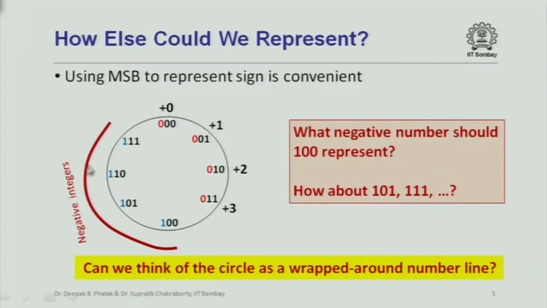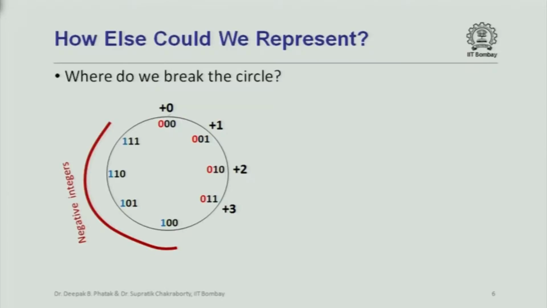And so, what we are going to do is, we are going to think of this circle as a wrapped around number line, and we will try to see at what point can we break the circle and pull it out as a number line, right. So, where do we break the circle? So, clearly the logical points to break the circle are where the MSB is changing from 1 to 0, right. So, this is one logical point and this is the other logical point.